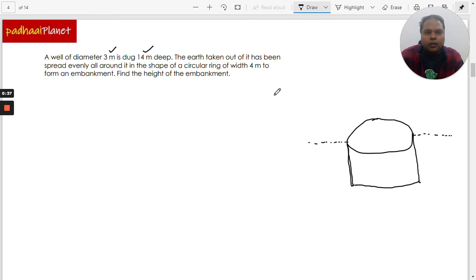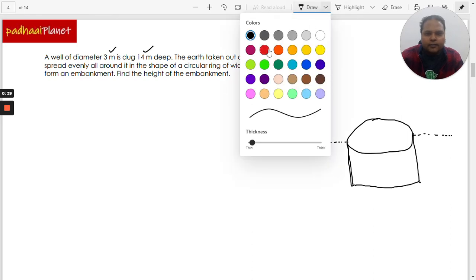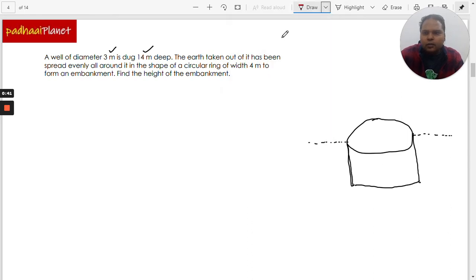Now what they're saying is that the well, the diameter is 3 meters, right? So that means this whole part, this distance is 3 meter, and the depth is 14 meters. So that means this distance is 14 meter. That's the depth of the well.